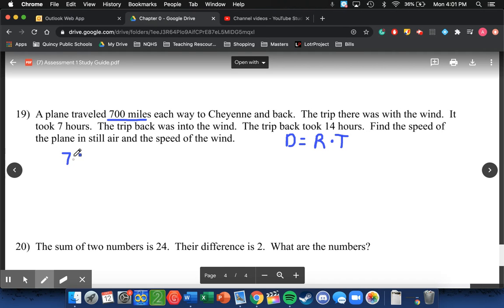Looks like 700 miles. On the way there, we're traveling at a rate that is a combination of the plane speed plus the wind speed. And if we're traveling at that rate, which is unknown, right, the total rate, it takes 7 hours of time. Now, the way back, the distance has not changed. I'm still traveling 700 miles, right? What has changed is that now I might be powering up the plane to a certain speed, but when I'm fighting against the wind, I'm not really going to be traveling that fast. And because of that, it takes 14 hours, twice the time.